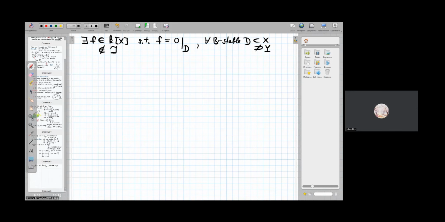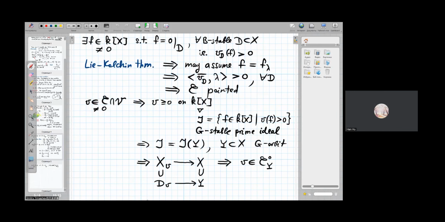Sorry, I have to ask, why do we have X_v embedded into X? I did not say that. It is not an embedding. It is just a map, some kind of blow down map. So this map blows this divisor down to the orbit Y. It is a birational map, of course. On the open orbit, it is an identity map. So how do we construct this map?